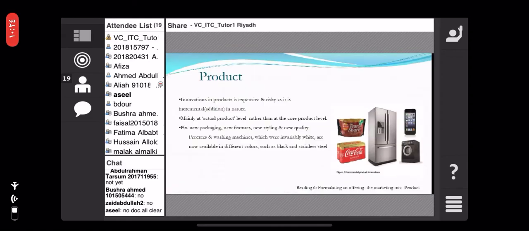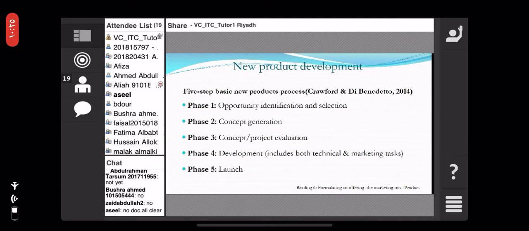Freezers and washing machines, which were invariably white, are now available in different colors such as black and stainless steel. These are just changes. New product development: there are 5 steps, the basic new product process, defined or classified by Crawford and Di Benedetto 2014. Phase 1, 2, 3, 4 and 5.